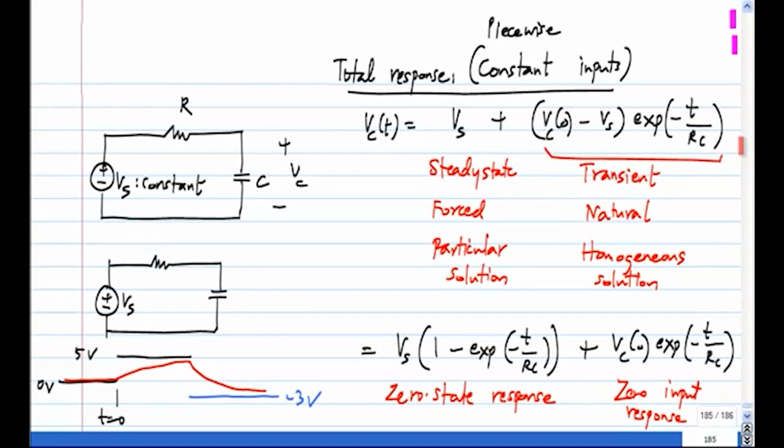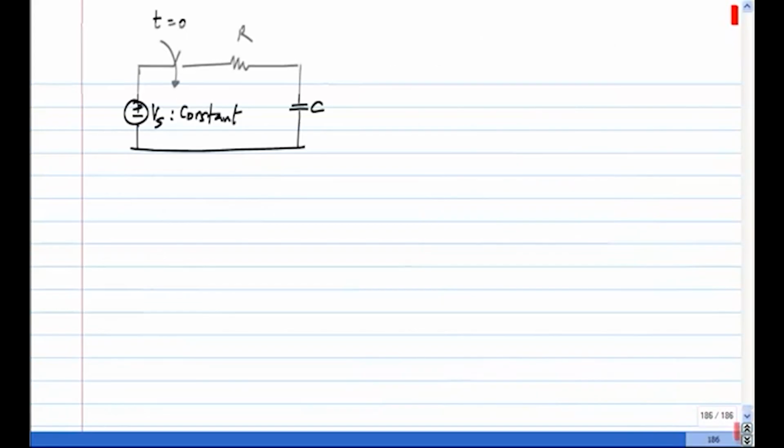So, the value of Vc of 0 will be whatever was on the capacitor before you close the switch, and Vs is the value that you apply. Okay. So, exactly the same thing applies, and you could have lots of variants of this. I mean, instead of this closing like this, you could have some other switch that is opening and then something else closing and so on. Okay.